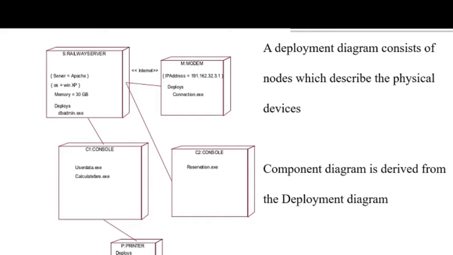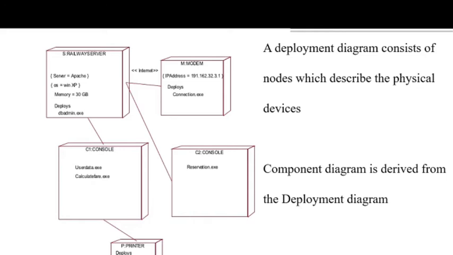And then we have this console here, which is connected to the railway server, that has the user data and calculate fare executable files. And this is connected to the printer. This is the node that prints everything.